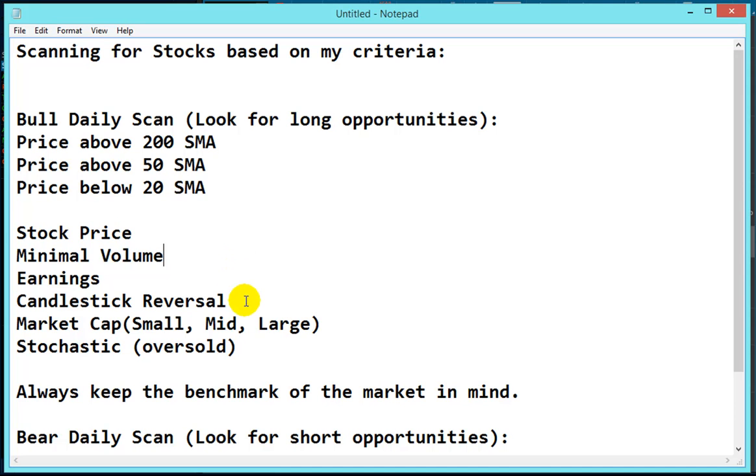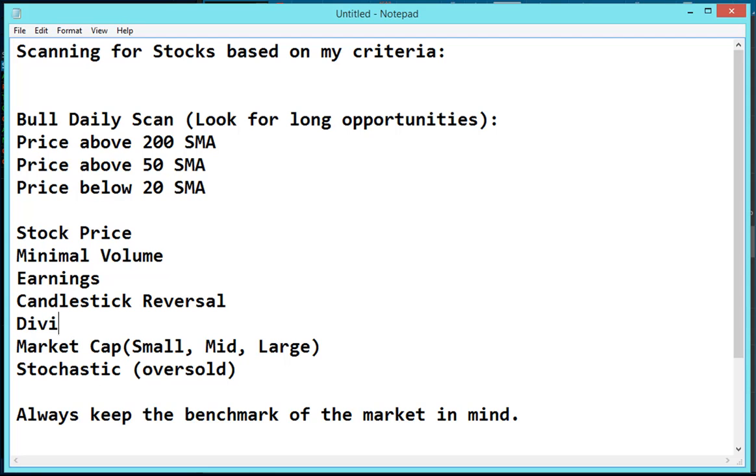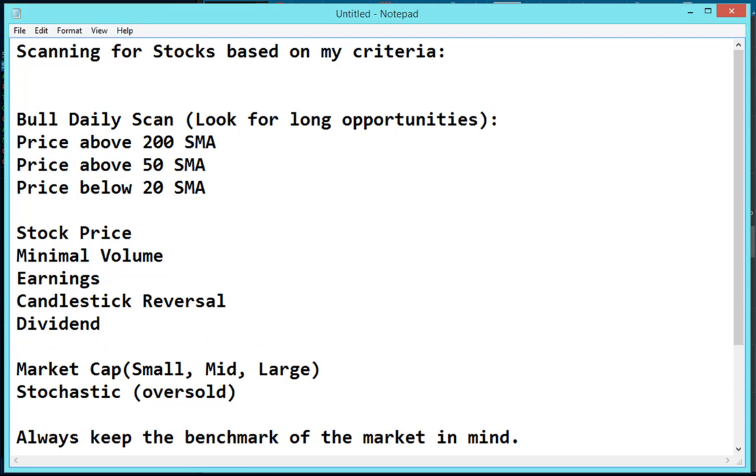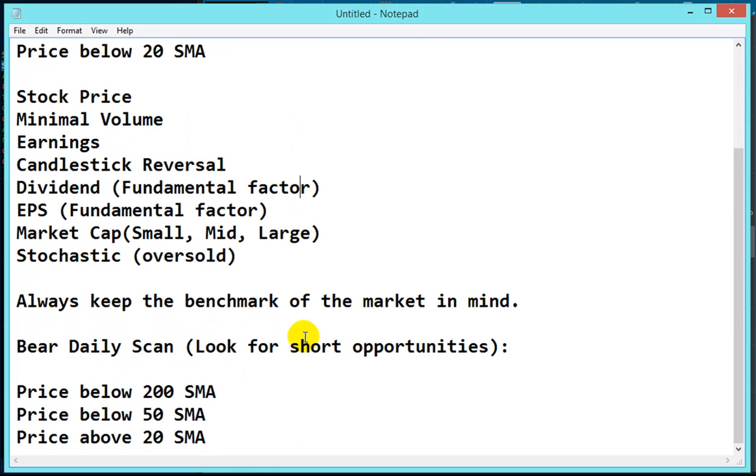In fact, you can even have in here the dividend date. Does it offer a dividend? What else can you see? EPS, right? You can start now. What are these? Your fundamental factors. So you can add EPS, PE, and all that stuff.